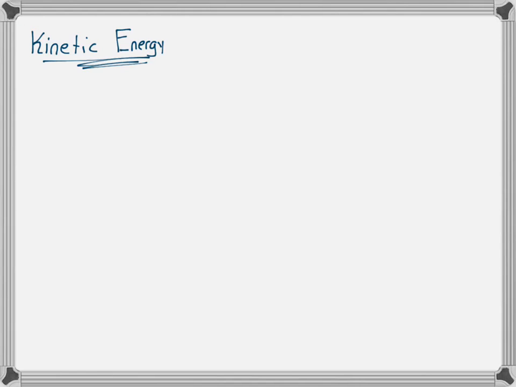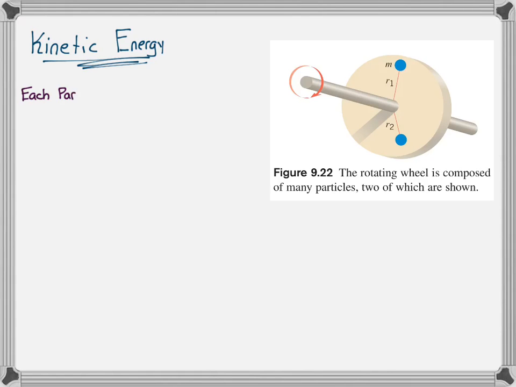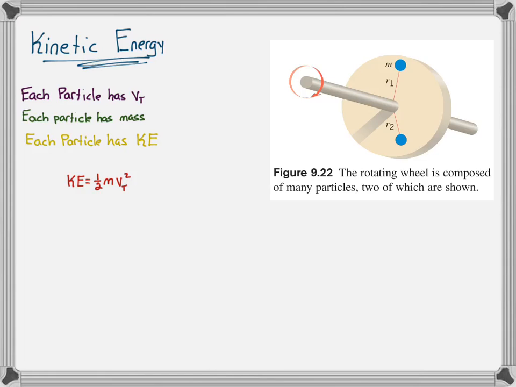For kinetic energy, we can solve it the same way. We have a wheel that is rotating. Because it's rotating, each particle on the wheel has a certain tangential velocity, and each particle also has a mass. So each particle is going to have a kinetic energy, depending on both mass and velocity. The linear kinetic energy of each particle would just be 1/2 the mass times Vt squared.